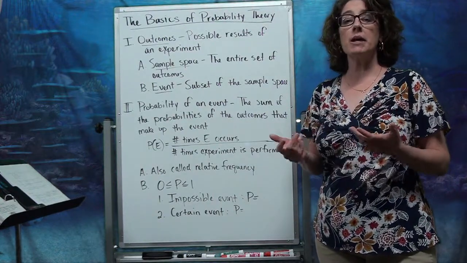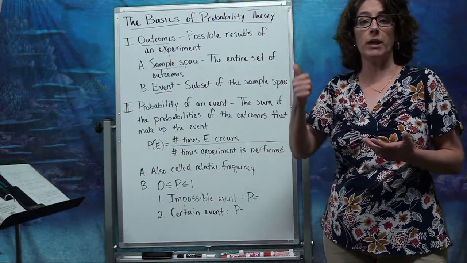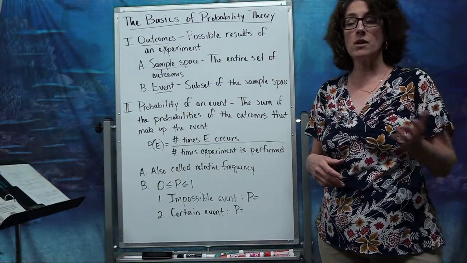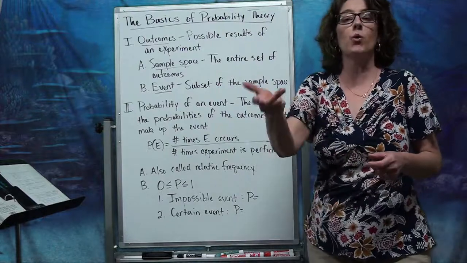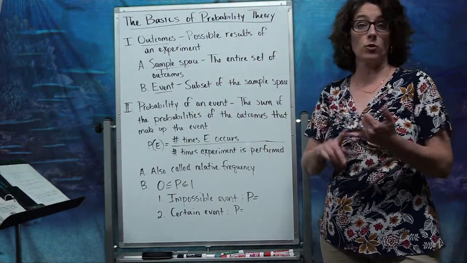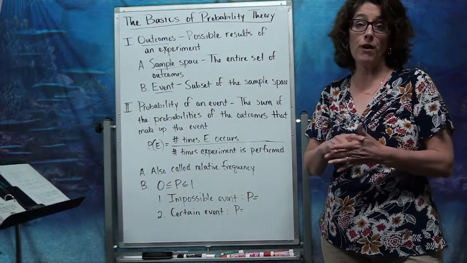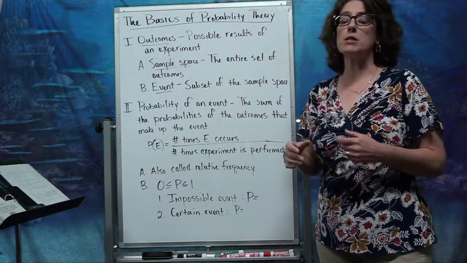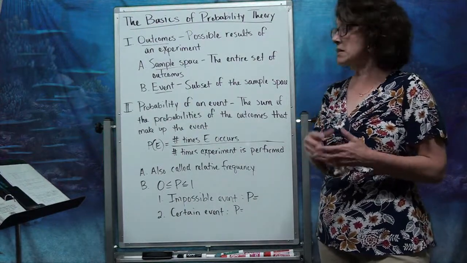In other words, let's say my experiment is that I am flipping a coin. Then the possible results are that it could land on heads or it could land on tails. Let's say my experiment is that I'm rolling a die. My possible outcomes are it could land on a 1, a 2, a 3, a 4, a 5, or a 6. So that's what outcomes are, all the possible results of performing that experiment.